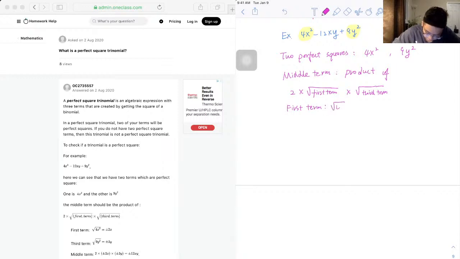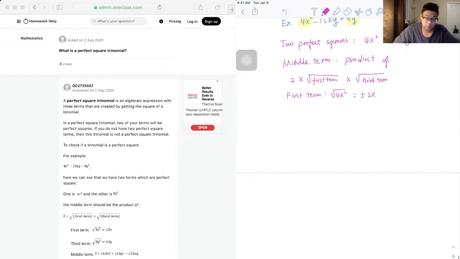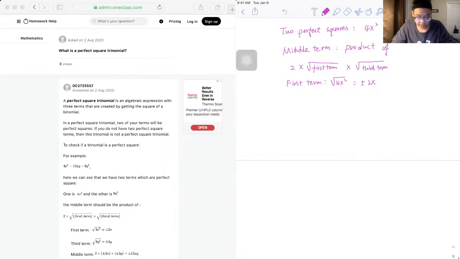The square root of 4x squared is positive or negative 2x, because 2x times 2x is equal to 4x squared, and negative 2x times negative 2x is still equal to 4x squared. And define our third term, which is the square root of 9y squared, equal to positive or negative 3y, because 3y times 3y is 9y squared, and negative 3y times negative 3y is still equal to 9y squared.